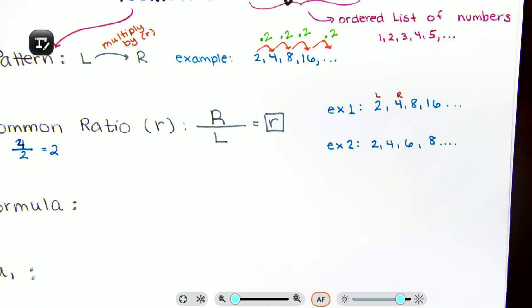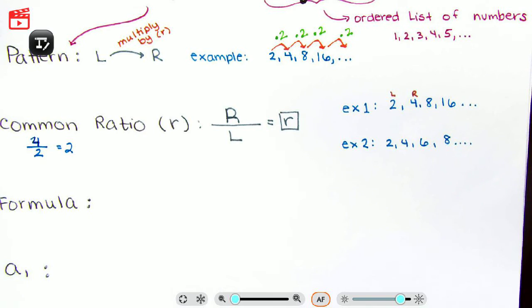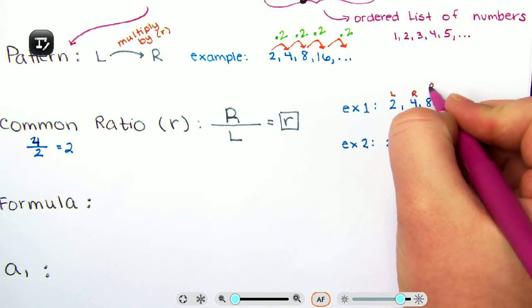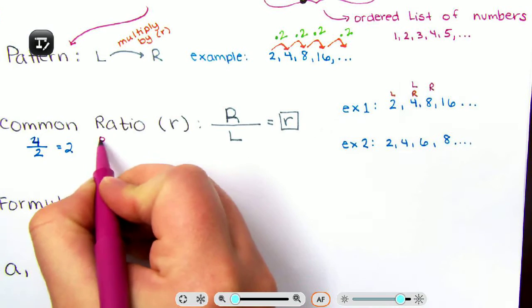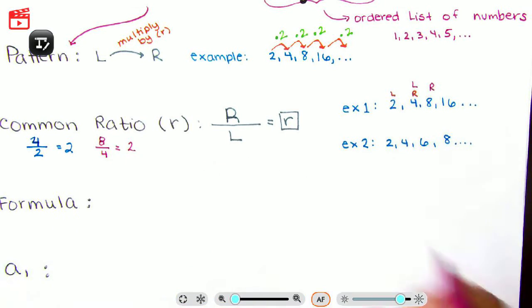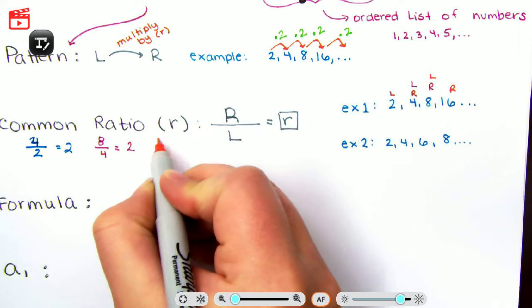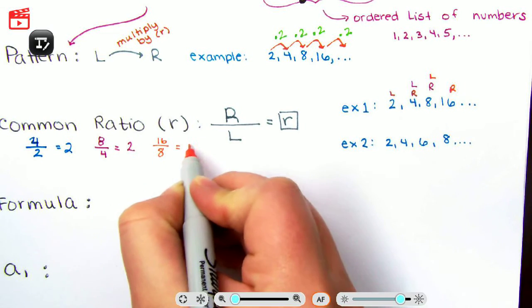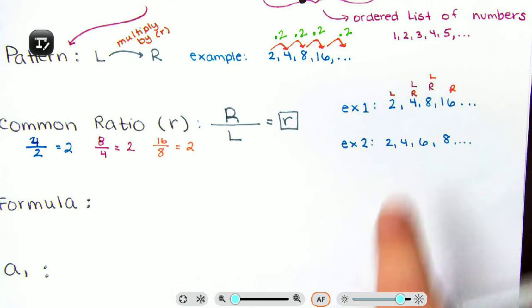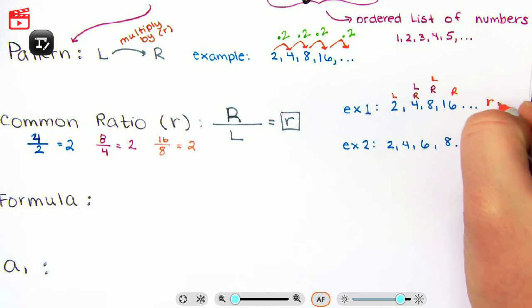Now I have to check and make sure that my common ratio is common, so I have to do that all over again. This is my right, this is my left, so now I'm doing 8 over 4. 8 divided by 4 is 2. Then I do one more time, my right over my left, 16 divided by 8. 16 divided by 8 is 2. So for this geometric sequence, my common ratio, little r, is equal to 2.